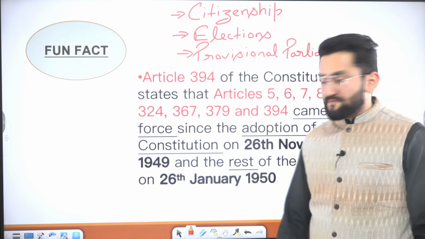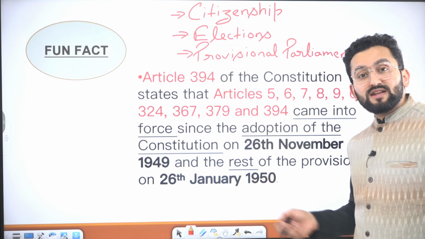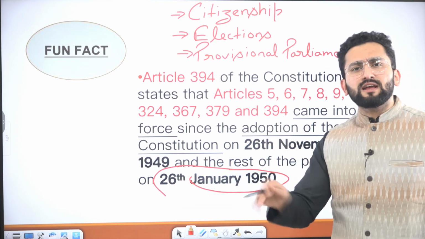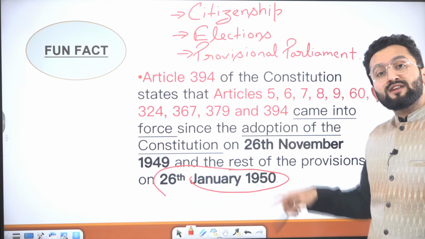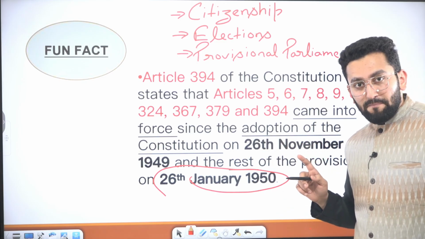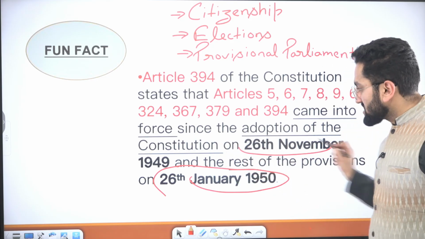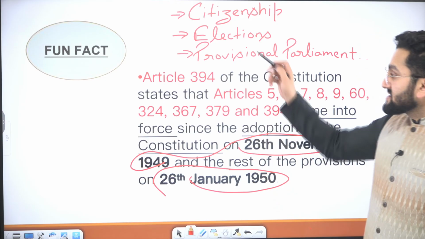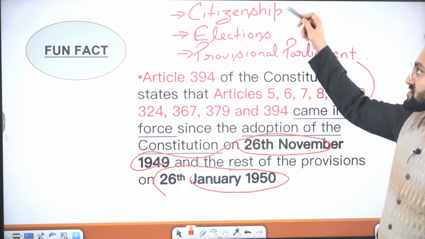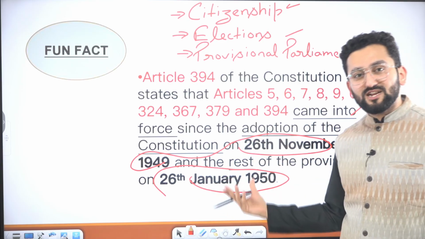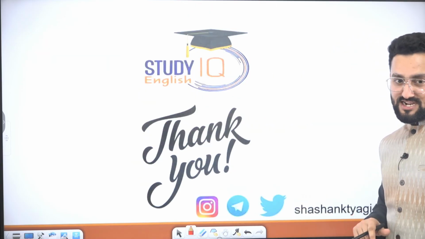Now there's a fun fact. On 26 January 1950, the final enactment happened and Constitution was adopted on 26 November 1949, right? So on this date, certain provisions of Constitution became applicable, right? For example, these articles related to citizenship, election and provisional parliament, and full-fledged Constitution was enacted on 26 January 1950.